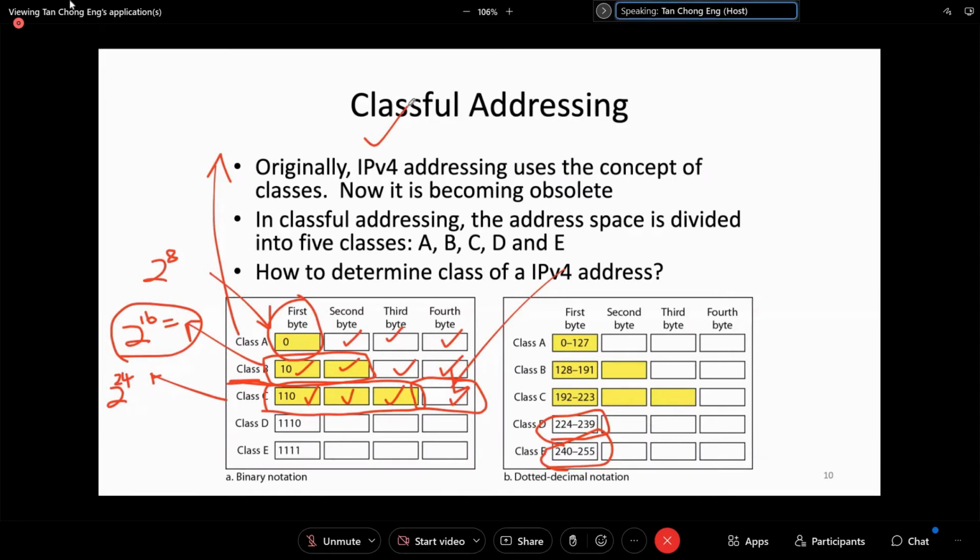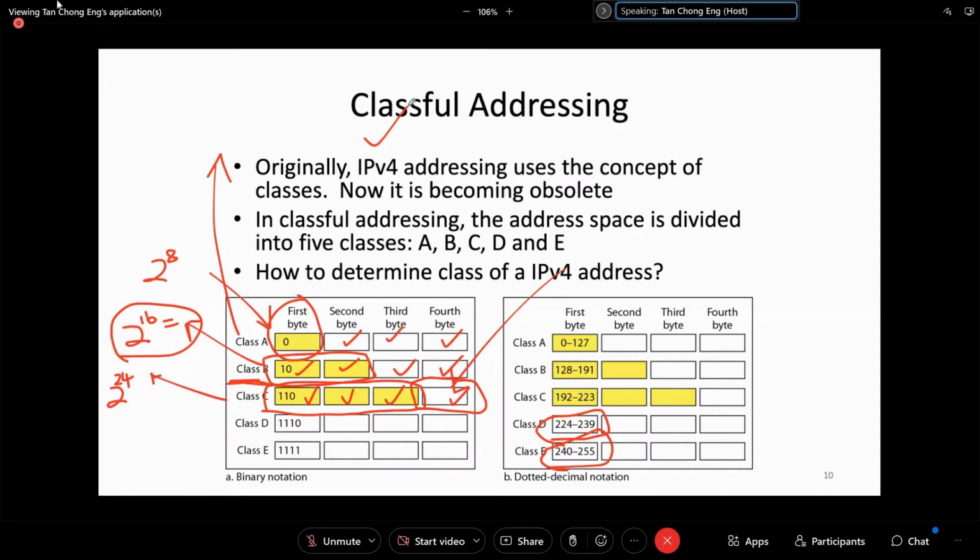I know 2 power of 8 is equal to 256, but it is not true. You cannot have 256 users. Why? Because on every IP address, the first address and the last address cannot be used. So the most you can have for class C is, instead of 256, only 254 users. Because the first address you cannot use, and the last address you cannot use.